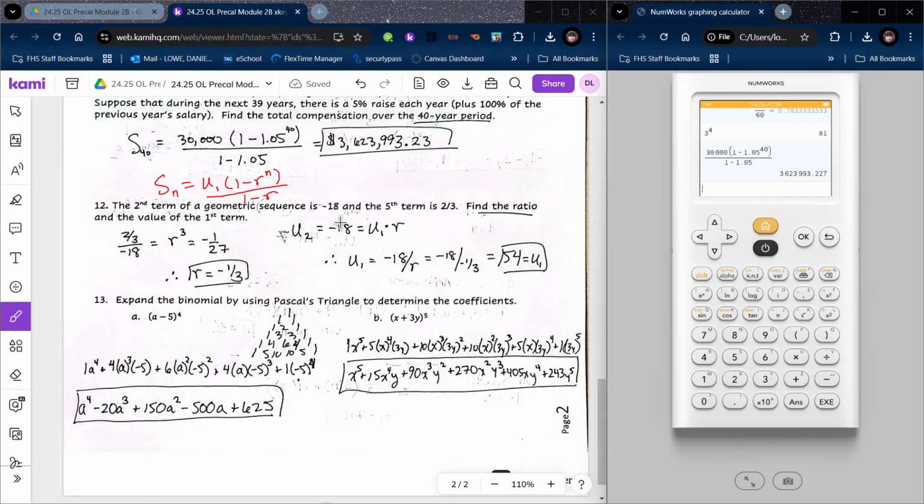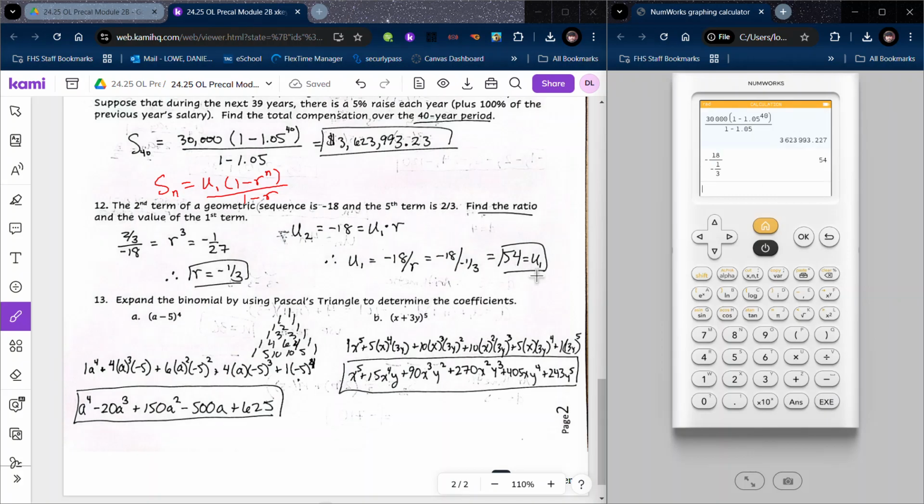So that second term, which is -18, is going to be the first term times my ratio. So my first term is going to be -18 divided by my ratio, which is -18 divided by -1/3. If I do that on my calculator, I have -18 divided by -1/3. That's nice about NumWorks. It sets up everything immediately, and that gives me a first term of 54.